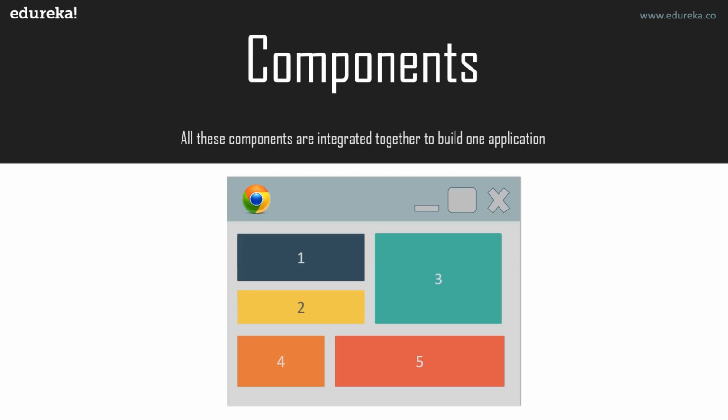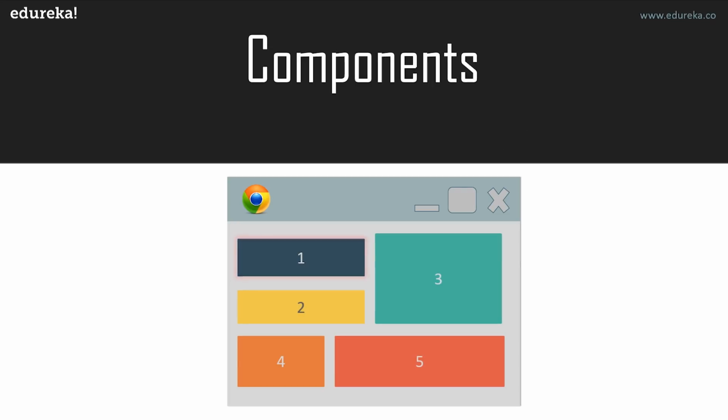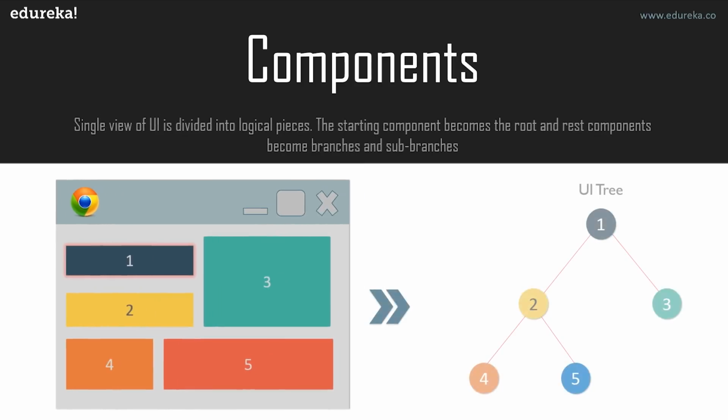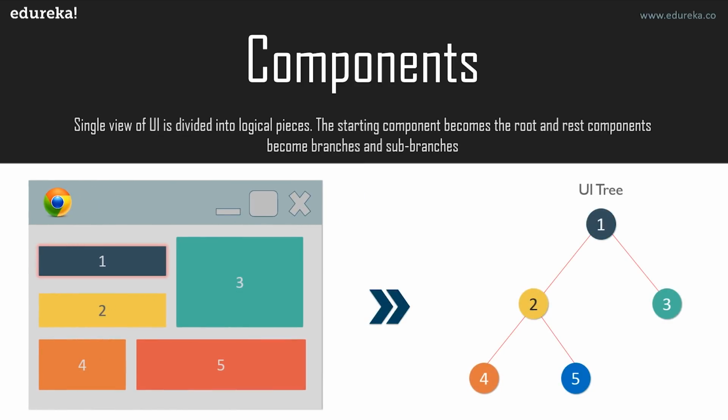So the inputs to a React component are called props, and they return React elements describing what should appear on the screen. We can easily update or change any of these components without disturbing the rest of the application. So as you can see, if I want to update or change any feature of this component, I can update it without disturbing the other components on my application. Now, how are components split internally?